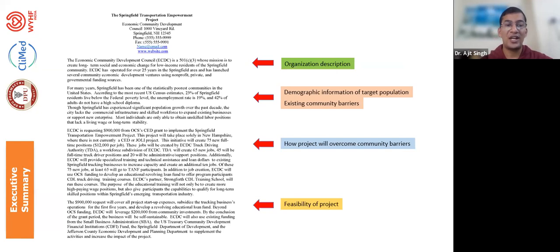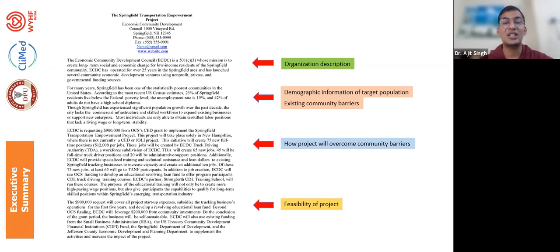For many years, Springfield has been one of the statistically poorest communities. The problem targeted here: poorest communities in the United States. According to the most recent US census estimates, 23% of Springfield residents live below the federal poverty level. The unemployment rate is 19%, and 42% of adults do not have a high school diploma. So these are the demographic details with the existing community barriers.